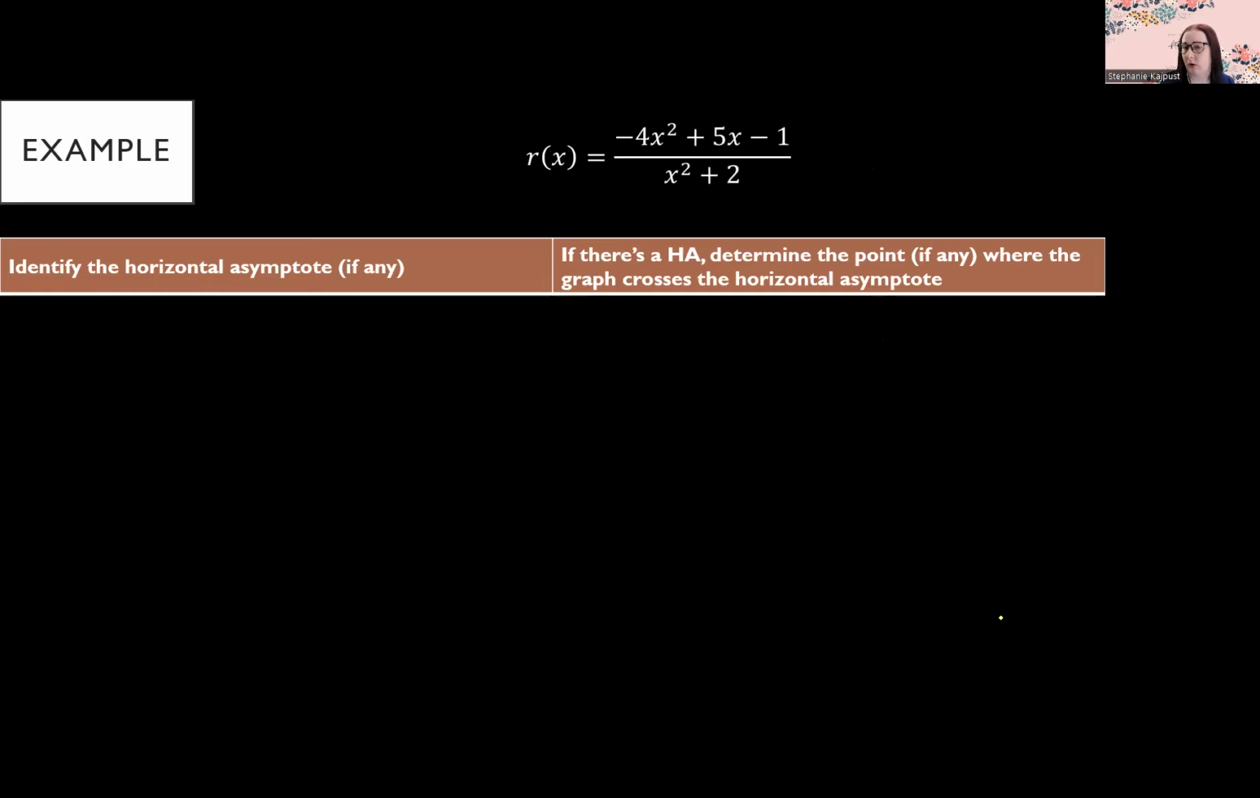So here's another one. We've got r of x equals -4x squared plus 5x minus 1 over x squared plus 2. So the highest exponent on the top is 2, and the highest exponent on the bottom is also 2. So we have an x squared on top and an x squared on the bottom. So these values are equal to each other.